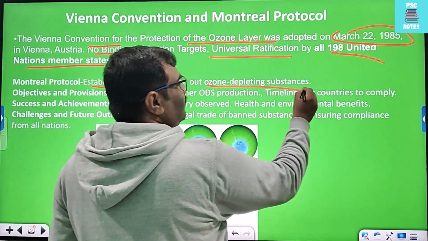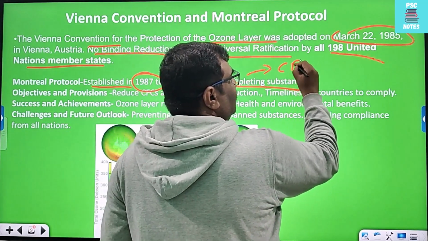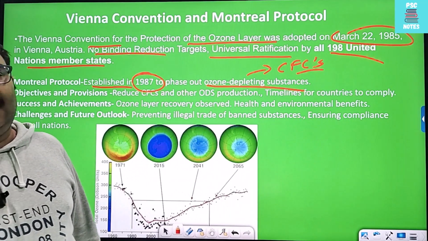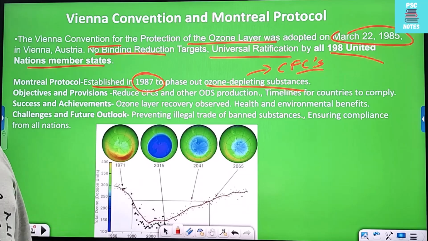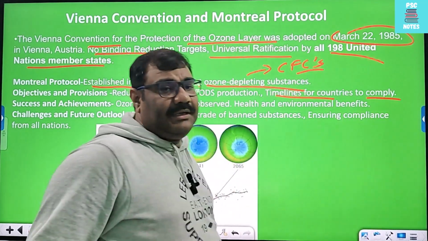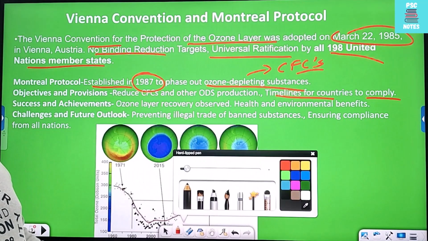Which are the ozone depleting substances? We already saw chlorofluorocarbons, chlorofluorocarbon and other ozone depleting substances. They have given a timeline for countries to comply, a timeline for countries to comply.